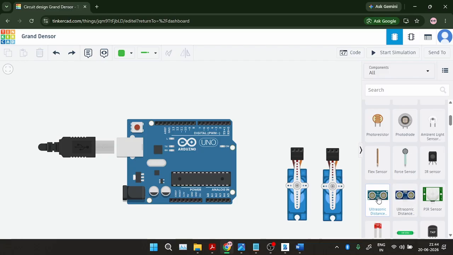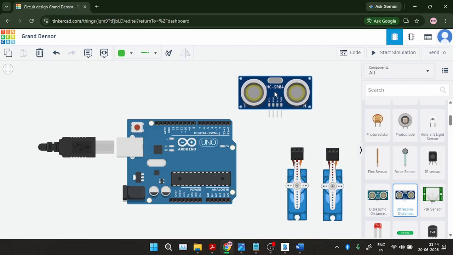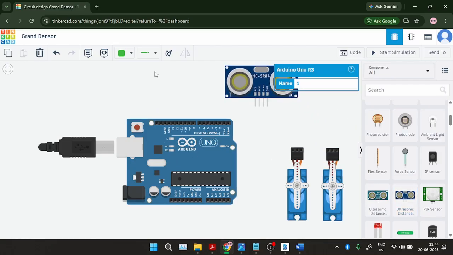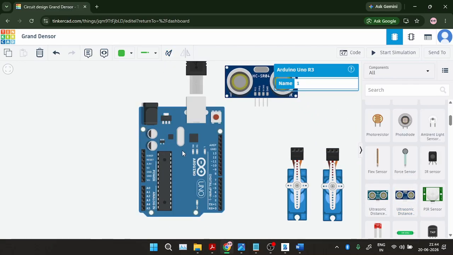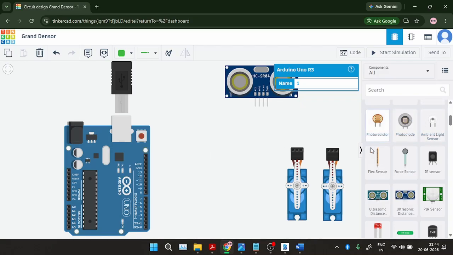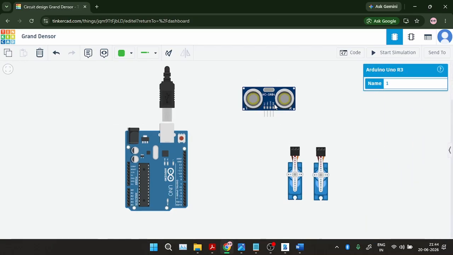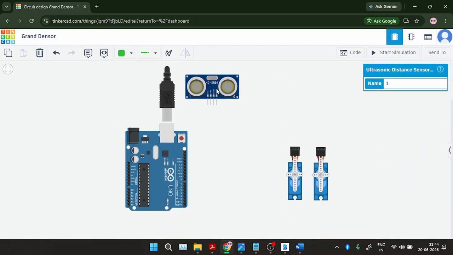So yeah, ultrasonic distance. So this is different. I'm not going to use that. I'm going to use this kind. Now it's just the arrangement. I will be arranging this in this manner. I don't need this. Okay. I need this ultrasonic sensor.